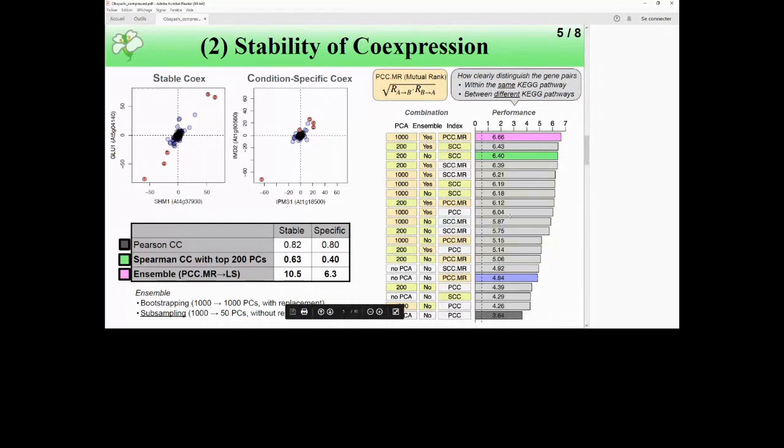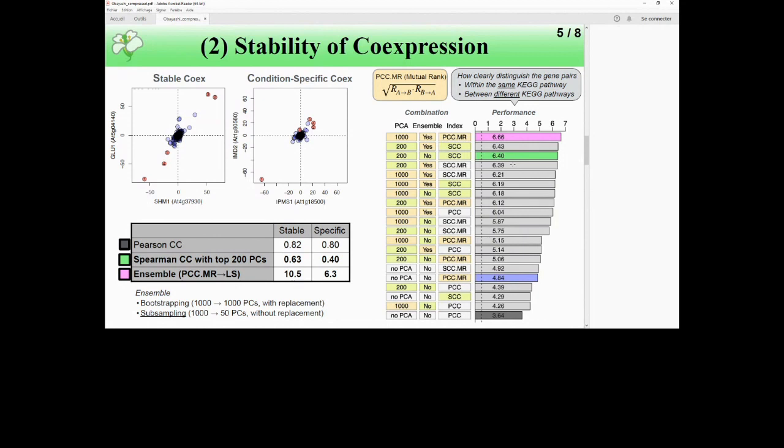But in fact, the combination proposed this time, using the PCA and ensemble and an index where PCC is transformed to the mutual rank, is much better than the original one. So now we have adopted this methodology. An interesting alternative is just using the Spearman correlation coefficient. This does not use an ensemble, so it is computationally much faster. The ensemble method is slightly better, but this is an important alternative.